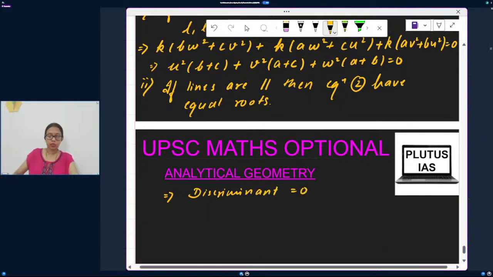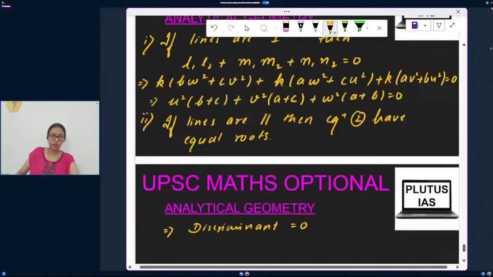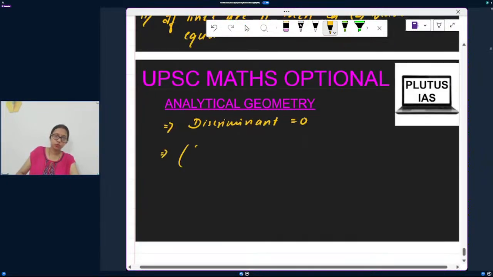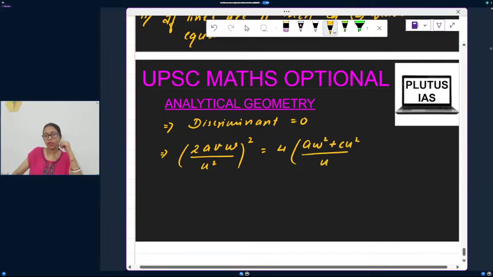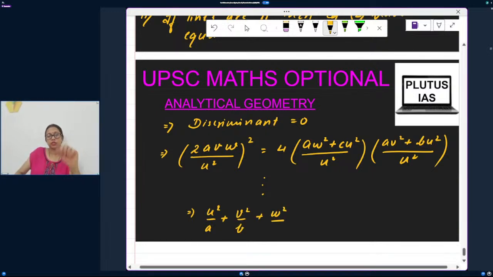And what is the discriminant? B square minus 4AC. Here B is 2AVW divided by U square, so (2AVW divided by U square) whole square is equal to 4AC, where A is (AW square plus CU square) by U square, and C is (AV square plus BU square) divided by U square. Solve it, and you will get the required condition: U square by A plus V square by B plus W square by C is equal to 0.